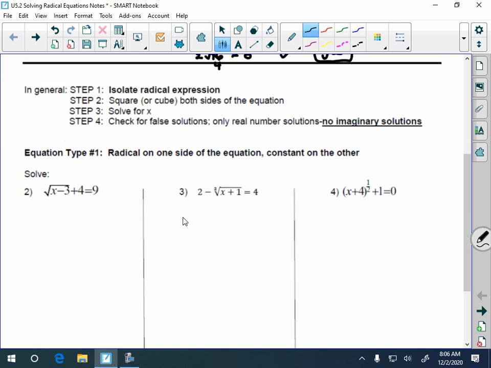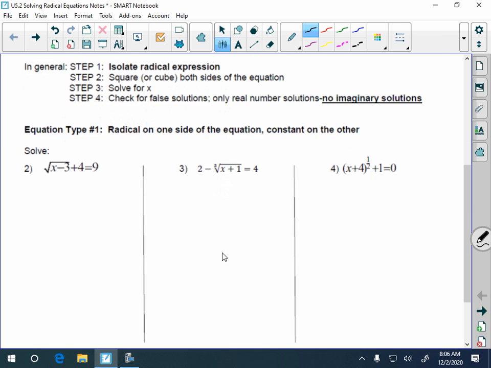All right, so when we're solving radical equations, here's basically our steps. We want to isolate the radical. Then we want to square or cube, depending on what we have, both sides of the equation. And we'll solve for x or whatever variable is in the problem. Then we have to check for false solutions. So we want to check to make sure that they actually work. And you really only have to check on the square root problems, not the cube root.